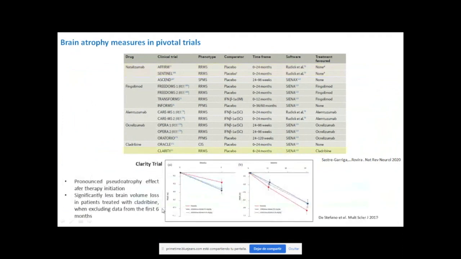Another example is the design of the CLARITY trial in patients with relapsing remitting MS treated with cladribine, in which, at the beginning, when they assessed the brain volume changes over the first 6 months, there was a negative effect of the drug in preventing brain volume loss. While when they ignored the 6-month period, there was a significant positive effect of the drug in preventing brain volume loss in treated patients. So these are 2 examples of the pseudoatrophy effect and how we can minimize or get rid of it.